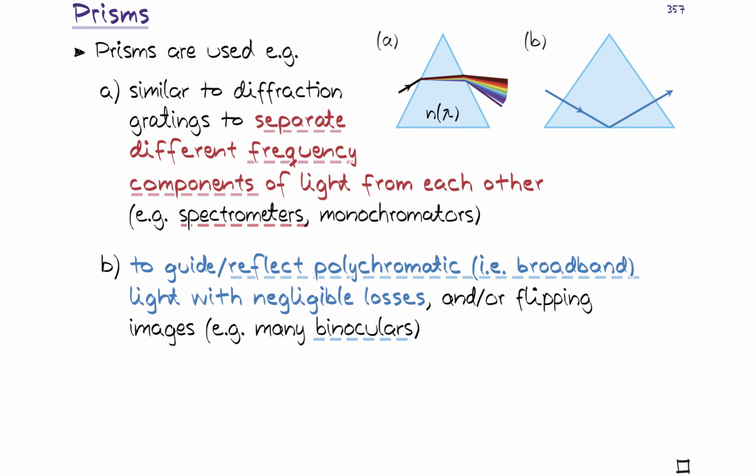So these two different configurations exist for prisms, and if you really want to know more, I again refer to the excellent optics book by Hecht. There's a whole chapter on different kinds of prisms and prism configurations, and I really recommend you look at what they entail.